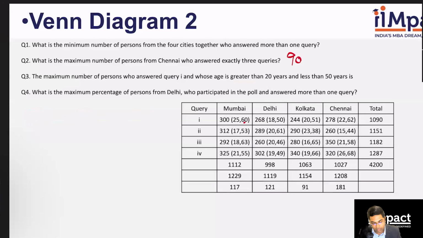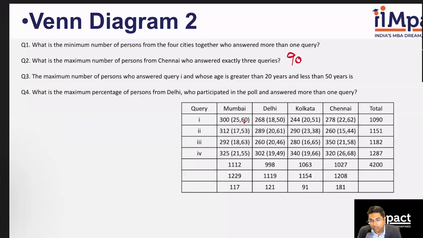Okay. Question number 4. What is the maximum percentage of persons from Delhi who participated in the poll and answered more than one query? Now, guys, if I have to determine maximum percentage of, no, leave alone percentage. If I have to figure out maximum people from Delhi who answered more than one, what will I do?